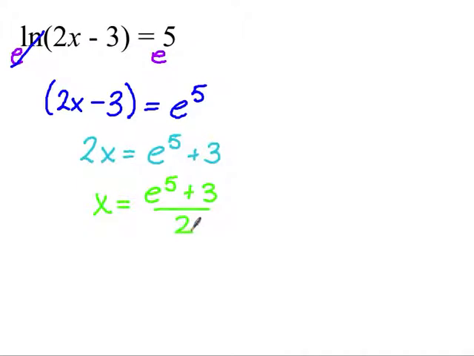Okay. So once again, if we wanted a decimal approximation, you're going to do e caret 5, add 3, get an answer, and then divide that all by 2. Somebody else get that? Yep. Okay. There you go. So pretty straightforward.